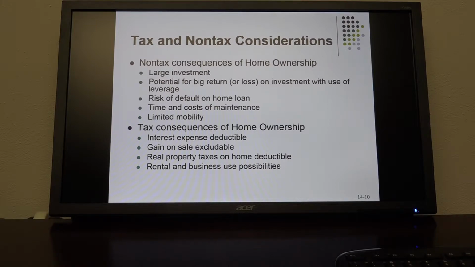Don't really want to get into the non-tax consequences of home ownership. Certainly, we've seen some of the tax consequences, that being the interest expense deductible, real property taxes on home being deductible. One thing we haven't talked too much about is rental and business use possibilities. We'll talk about those briefly. And the one I want to concentrate most on is this gain on the sale of a home.